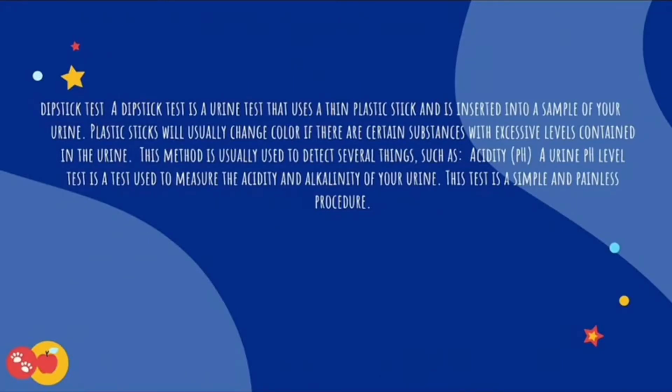Dipstick test. A dipstick test is a urine test that uses a thin plastic stick and is inserted into a sample of your urine. Plastic stick will usually change color if there are certain substances with excessive level contained in the urine. This method is usually used to detect several things, such as acidity or pH. A urine pH level test is a test used to measure the acidity and alkalinity of your urine. This test is a simple and painless procedure.